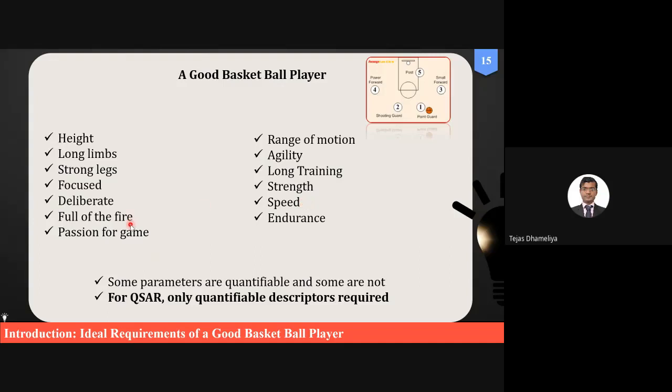But I cannot calculate the passion for the game, because it is not a calculable parameter. It is not quantifiable, it is a qualitative parameter. So in this context, my point is that QSAR will deal only with quantifiable parameters. Parameters which are not quantifiable are useless for QSAR and cannot be used in QSAR.